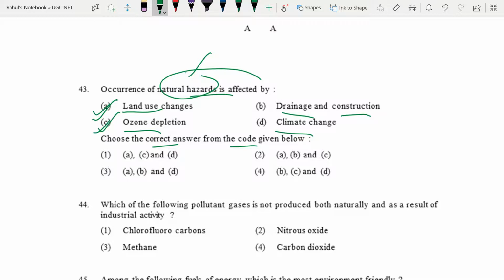Ozone depletion may be the cause? Okay, ozone depletion is not a cause for natural hazards. Natural hazard is different. Climate change is a natural hazard, like too much raining, so it is a natural hazard. Drainage and construction: suppose drainage is made. So option 3 is the correct answer. A, B, and D are correct. Ozone depletion is basically related with greenhouse gas effects, right? So only A, B, and D are the correct answer.